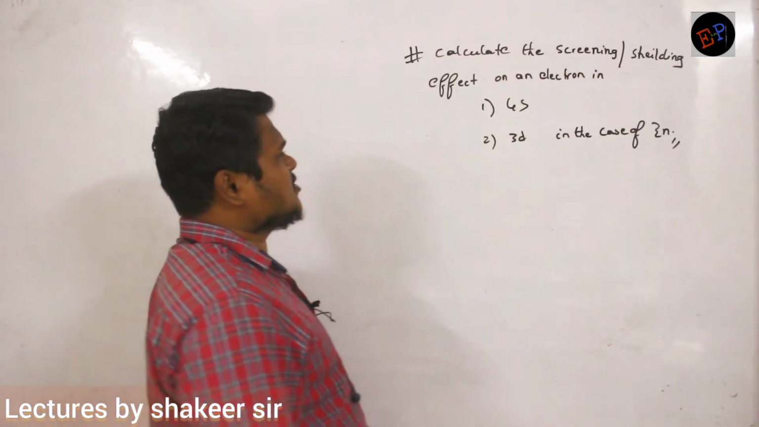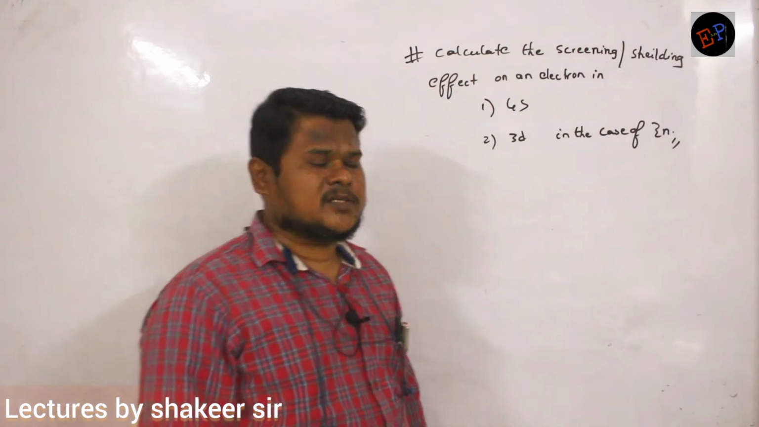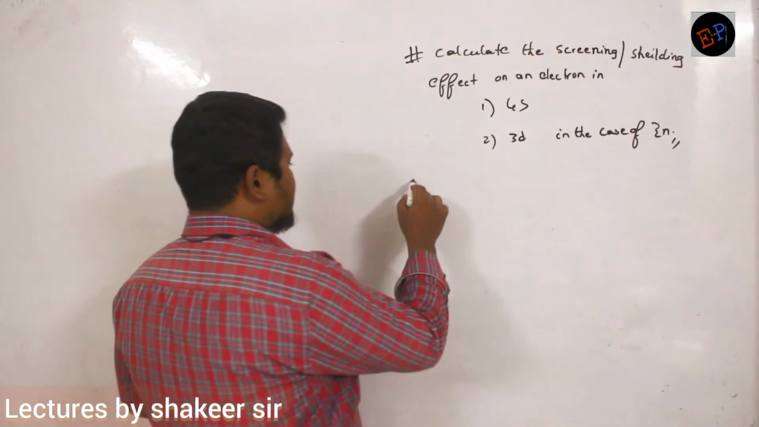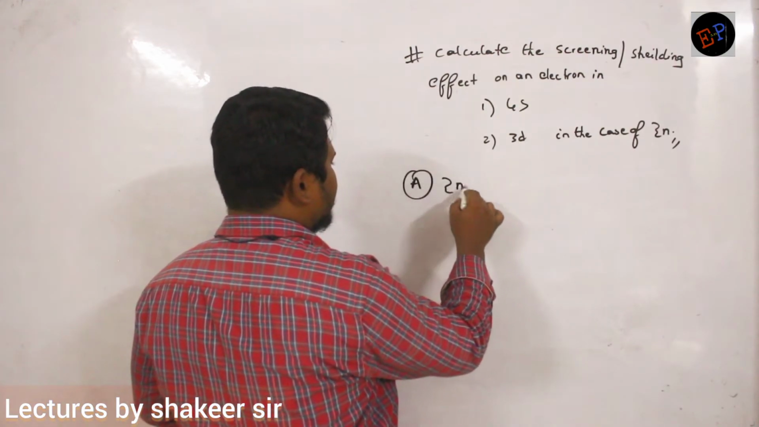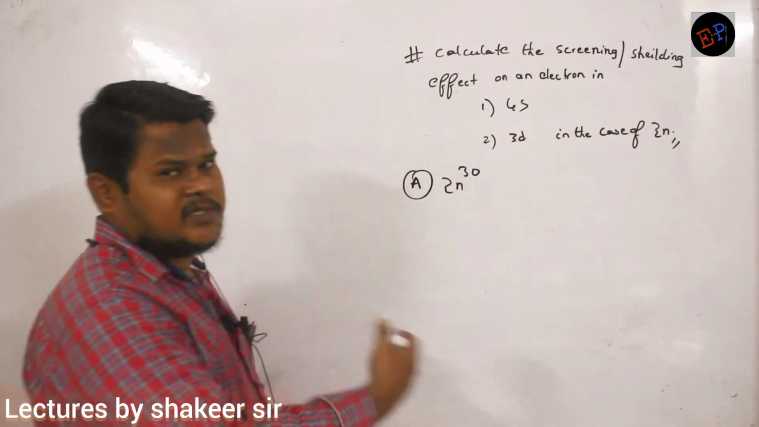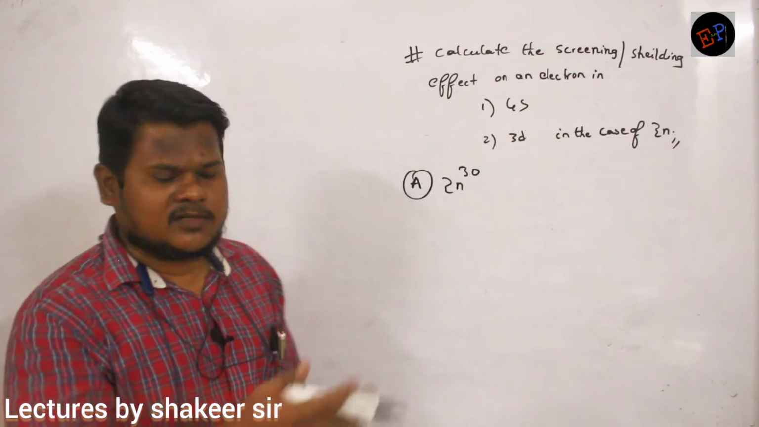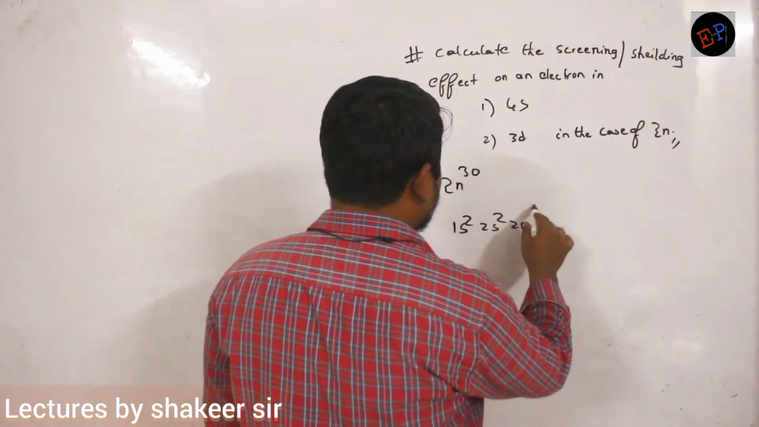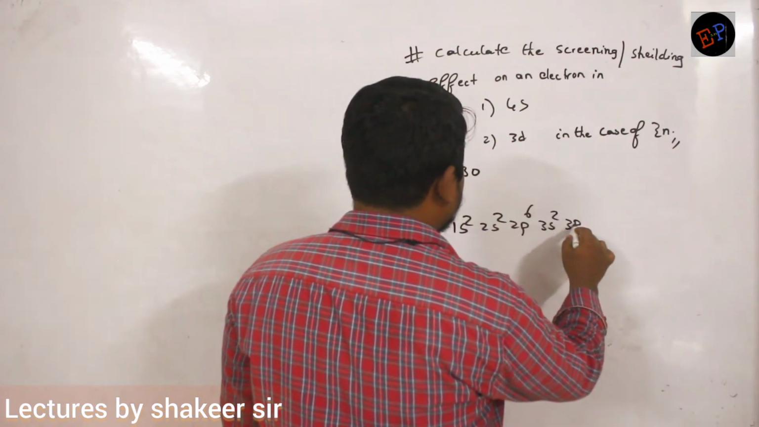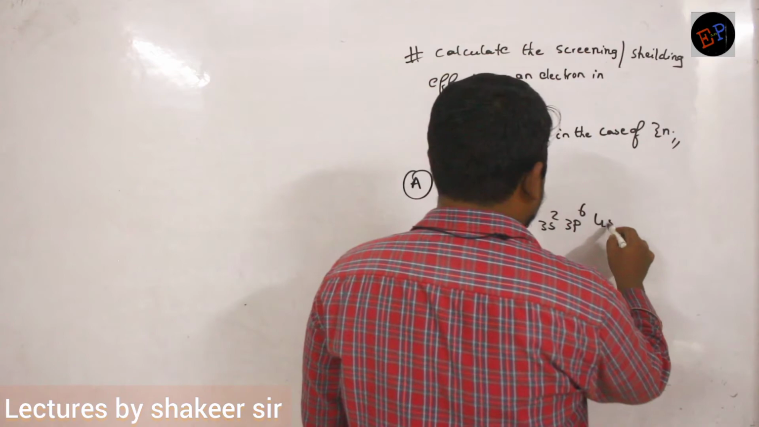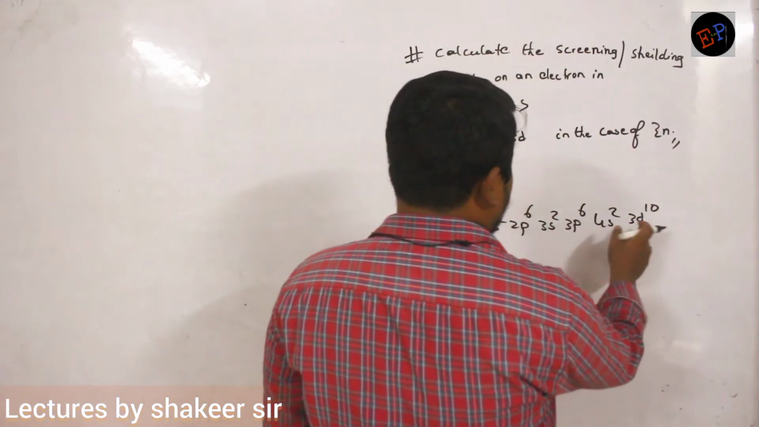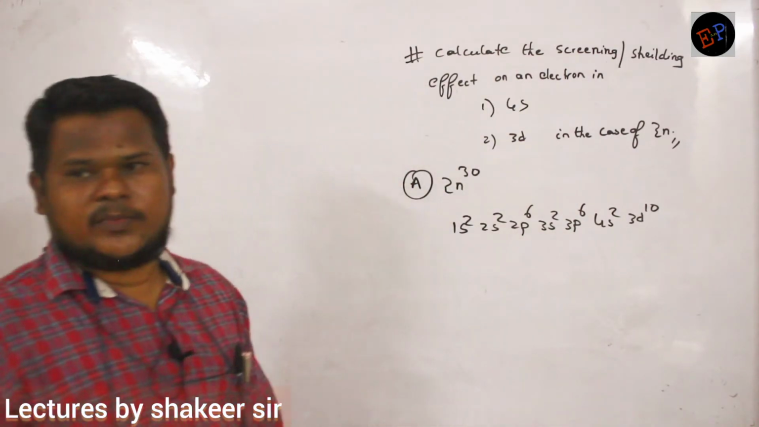Calculate the screening effect or shielding effect on an electron in the 4s subshell and the 3d subshell in the case of zinc. What is the atomic number of zinc? The atomic number of zinc is 30. So first of all, you have to write down the electronic configuration: 1s2, 2s2, 2p6, 3s2, 3p6, 4s2, 3d10. Satisfied? So 10, 20, 30. Are you able to understand?